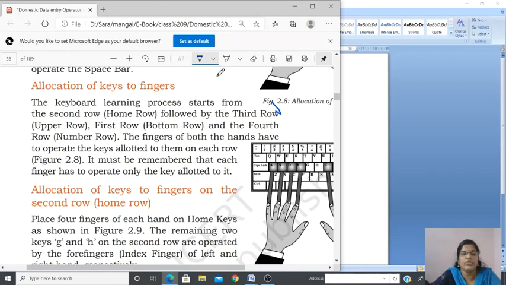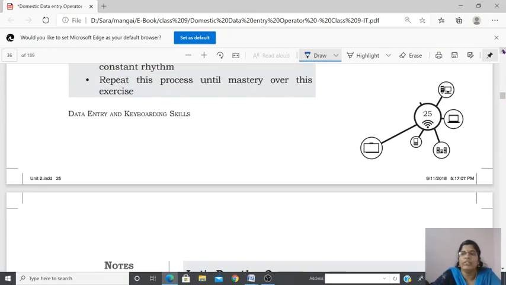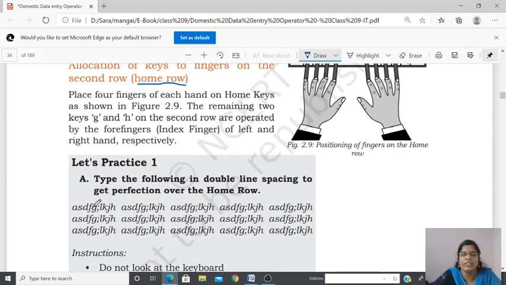Allocation of keys to fingers on the second row, or home row. Let's see what is given here. It is the same thing I said, the practice exercise: A, S, D, F, G, semicolon, L, K, J, H. What you have to do is type the following in double line spacing to get perfection over the home row. Just repeat the same until you get hands-on practice.